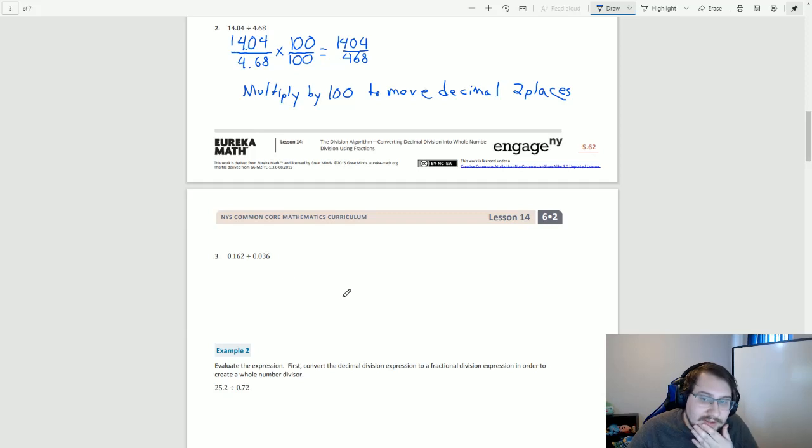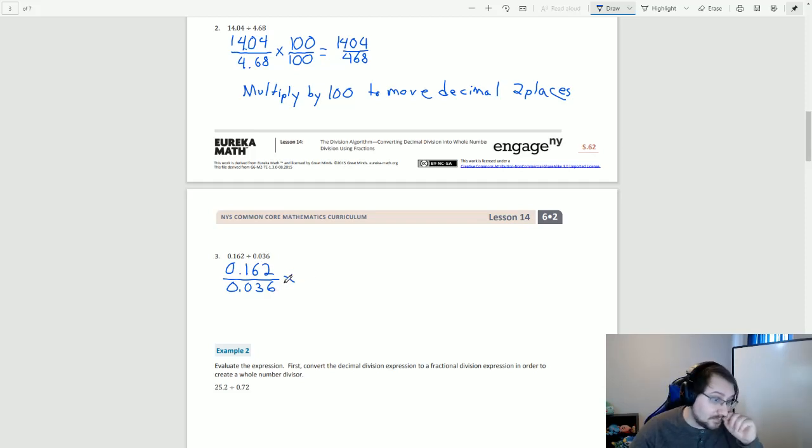Lastly, we can look at part 3. This one's actually going to, again, be pretty simple. 0.162 over 0.036. Well, how many times is my decimal going to have to move this time? 1, 2, 3. So, what am I going to have to multiply it by?